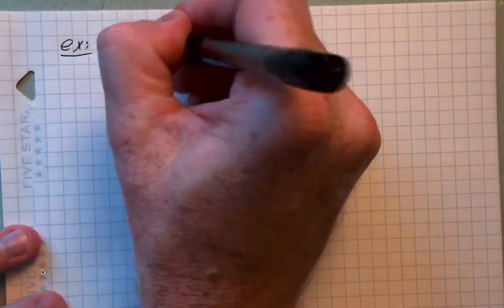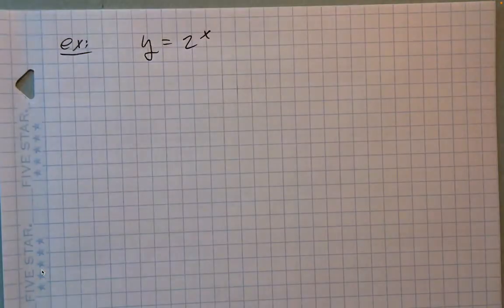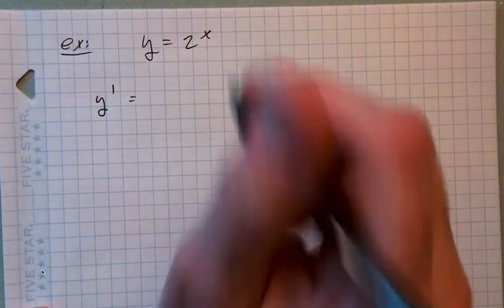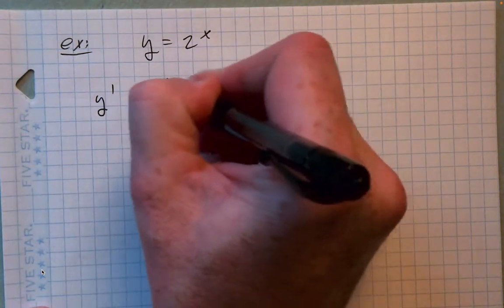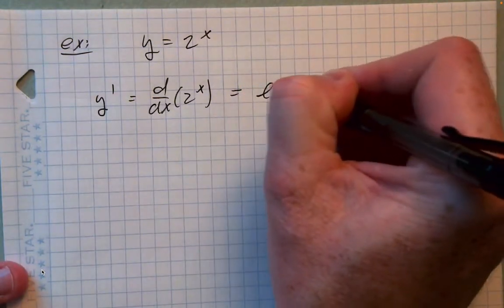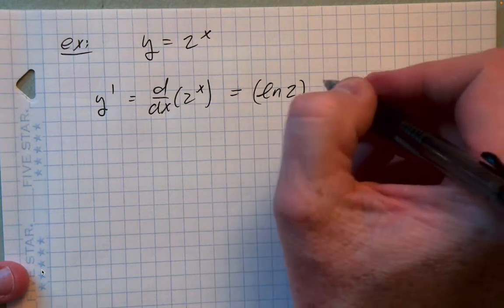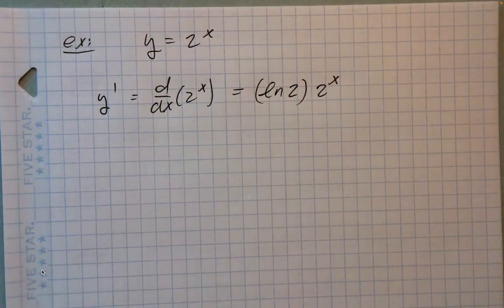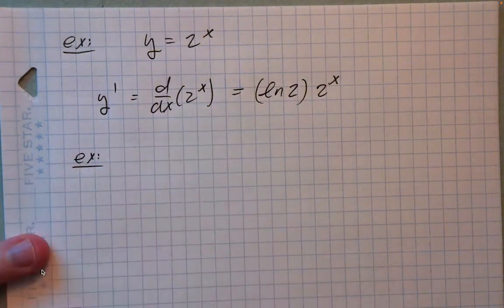So let's start with y equals 2 to the x power. We want to find y prime, so that's going to be d dx of 2 to the x, which the form is just ln of a times a to the x. And so we can see this is just going to be the natural log of 2, which is some constant, times 2 to the x power. Okay. How about another example?